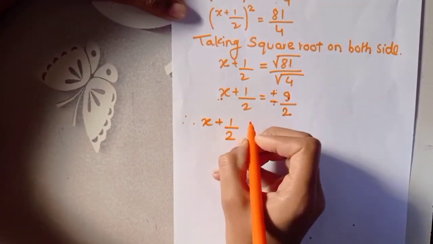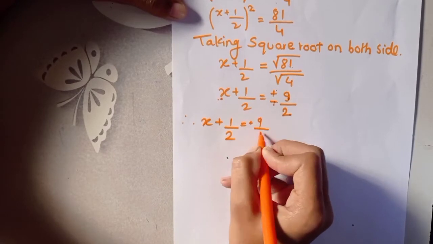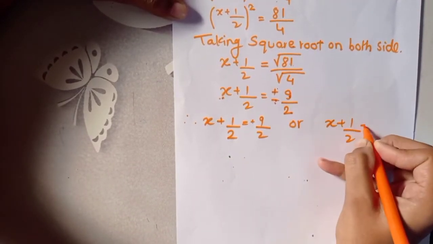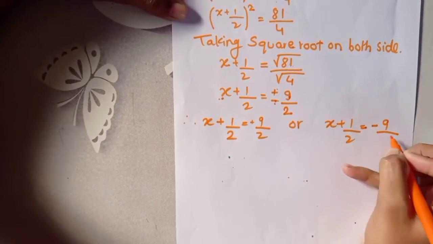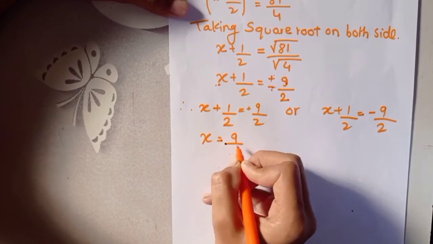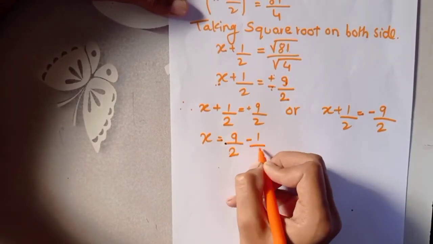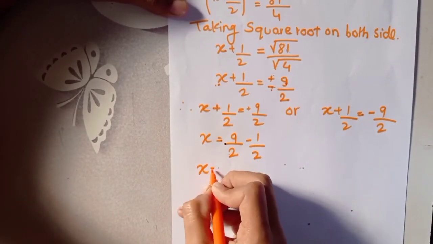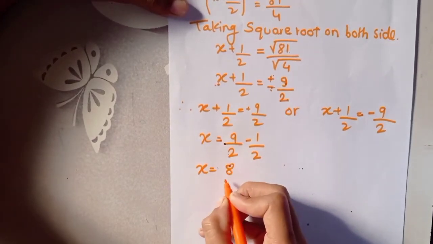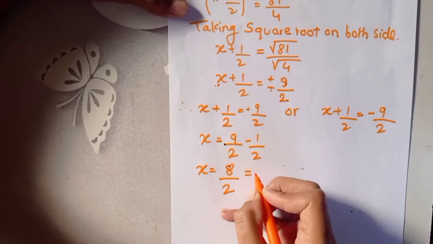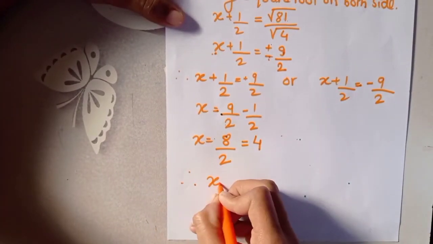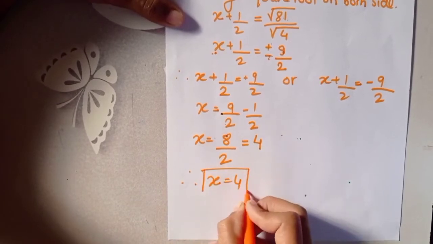x plus 1 by 2 is equal to plus 9 by 2, or x plus 1 by 2 is equal to minus 9 by 2. That is, x is equal to 9 by 2 minus 1 by 2. That is, x is equal to 8 by 2, which is equal to 4. Therefore, x is equal to 4.